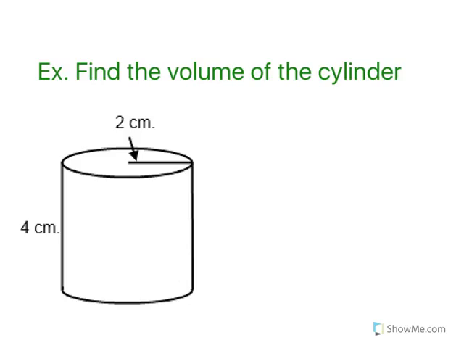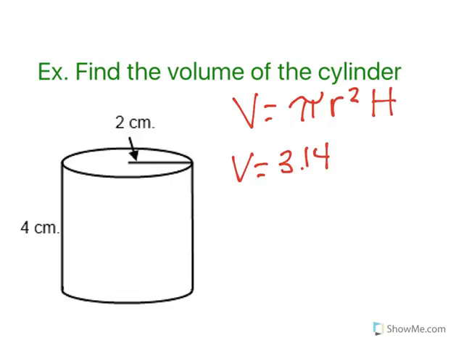Okay, so it says find the volume of the cylinder. So let's rewrite the formula. Volume equals pi r squared times the height. Okay, so all we have to do is fill in this formula. So my volume is now going to equal 3.14, again, put that for short, times my radius. My radius is half of my circle, so from one point of my circle to the center. And it already gives it to me, so times 2 to the second power times my height, which is 4.